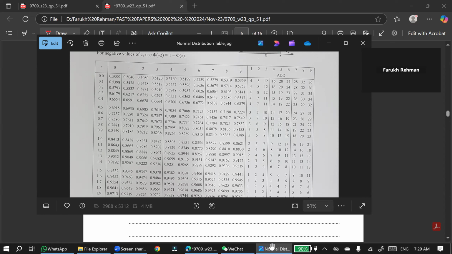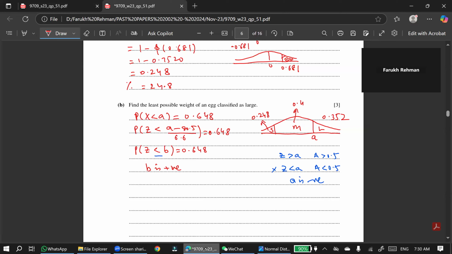648. We will have to add 12 into this one to get 0.6, sorry, 648. 0.38. Yes, exactly 0.38. So A minus 80.5 over 6.6 is equal to 0.38.